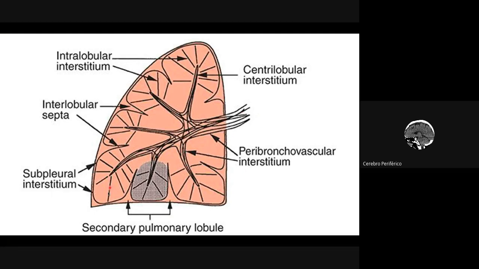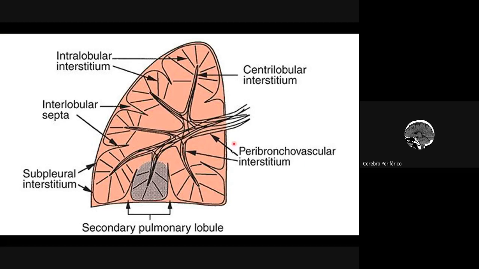What we have here is a diagram of the lung, and inside this diagram we see lines. Those lines are basically connective tissue that is supporting the lung parenchyma, and this is called the interstitium. We have three types of interstitium.